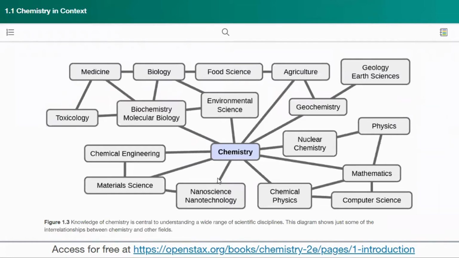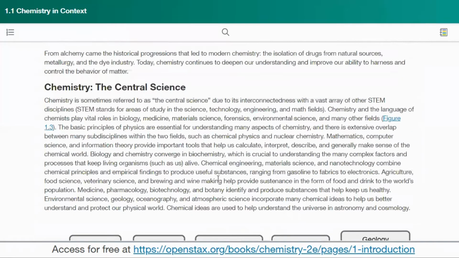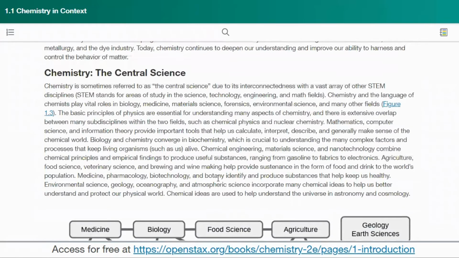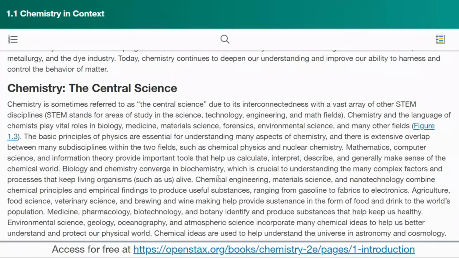Figure 1.3. Knowledge of chemistry is central to understanding a wide range of scientific disciplines. This diagram shows just some of the interrelationships between chemistry and other fields. The basic principles of physics are essential for understanding many aspects of chemistry, and there is extensive overlap between many subdisciplines within the two fields, such as chemical physics and nuclear chemistry.